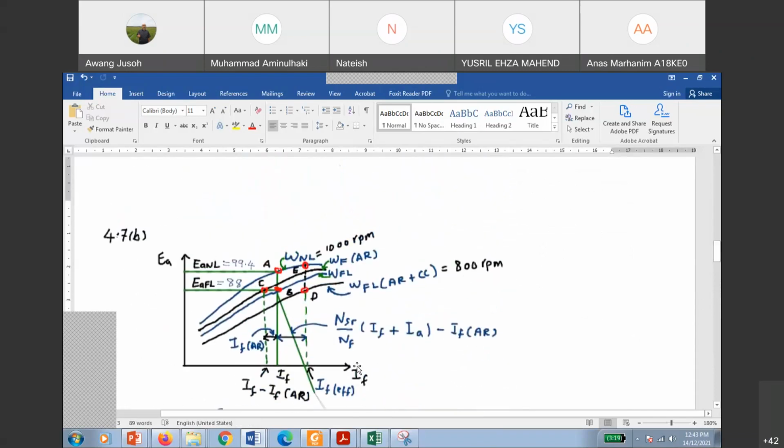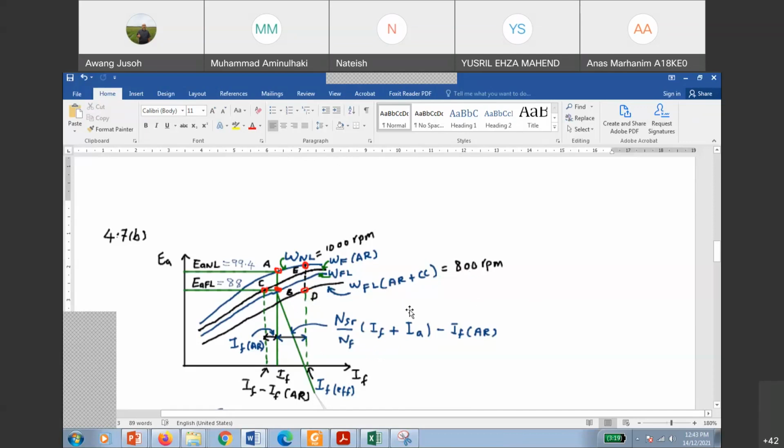Cumulative means we increase flux. Flux increases from point B to point D at full load. Why the same line? Because full load, voltage is similar. B is without armature reaction, full load. C is with armature reaction. And D is with armature reaction plus the cumulative winding.